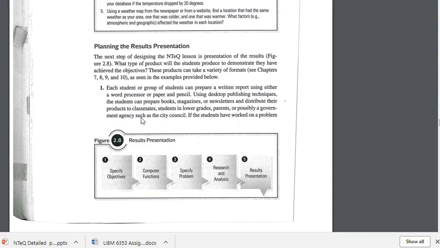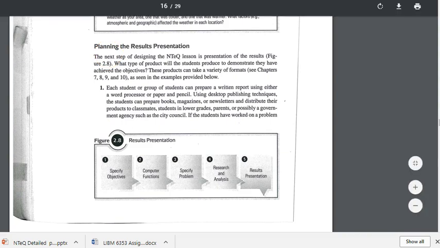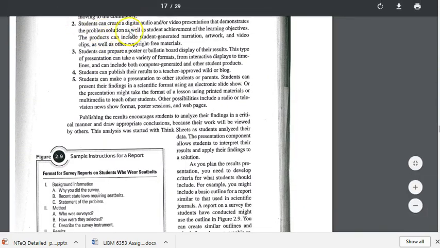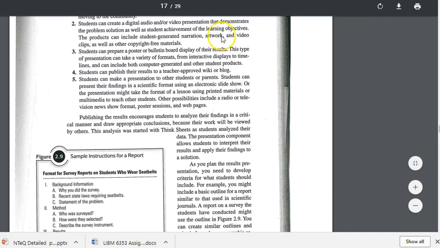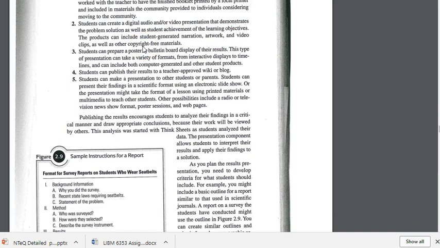That's one of the biggest things that students complain about when they put together these presentations. Nobody but the teacher ever sees them. Or you can have your students do a digital audio or video presentation that shows the end product, and it can include student-generated narration. That's one of the hardest things to write out, is that script that they need to follow. It could have student-created artwork, video clips, and other copyright-free materials, or if they have taken their own pictures or photos to put in.